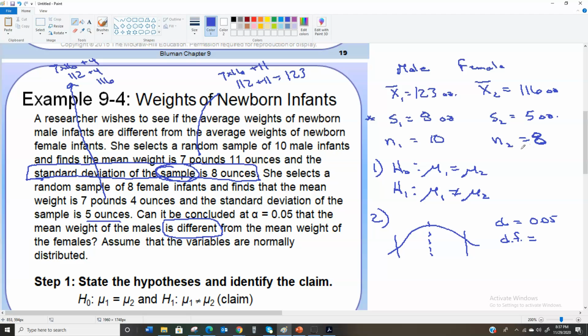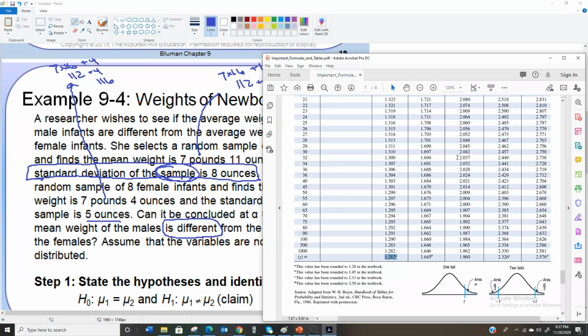Those are all reasonable ideas, and the answer is we can only consider our study as good as our smallest sample. Remember, bigger samples are better. So in this case, we're going to go with the smaller one for our degrees of freedom, because again, our study is only as good as that smallest sample. So we use degrees of freedom of 7. So alpha 0.05, 2 tails, degrees of freedom 7.